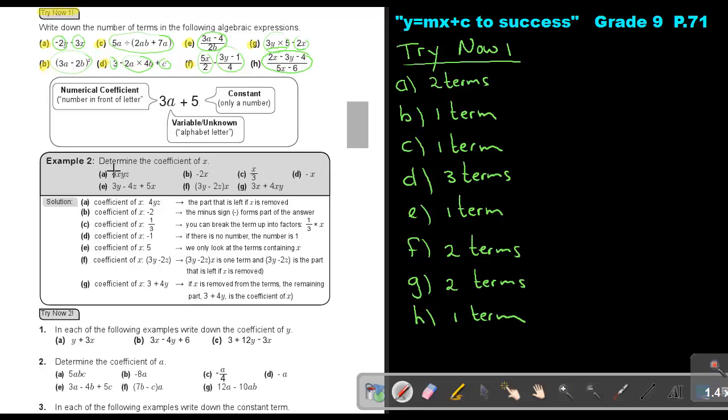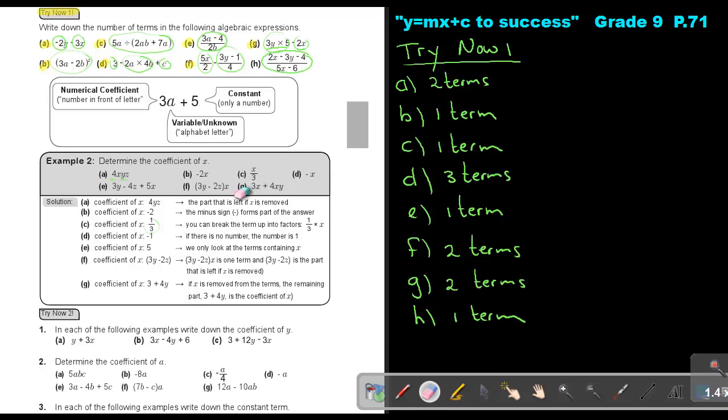It's like you remove x and what is left in the term. So, if you removed x, what is left? It will be 4yz. In the next one, number B, if you remove x, what is left? Negative 2. So that's the coefficient. It's also called the numerical coefficient because it's the number. Look at number C. Remember, if there's nothing in front, there's a 1. So if you remove x, what will be left? A third, because it's a third times x.